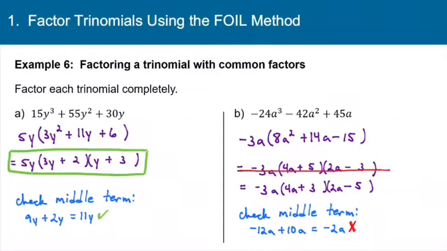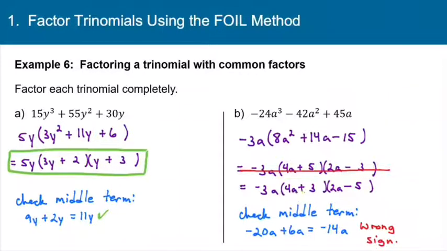And now let's try our middle term again. So outer times outer is going to be negative 20a. Inner times inner is going to be positive 6a. That's going to add up to negative 14a. So that's much better. At least we got the 14, and we know that to fix the signs, all we have to do is change the signs.